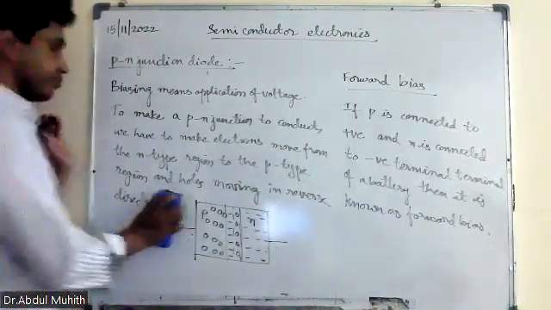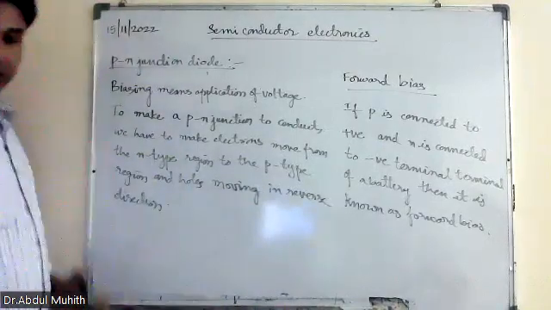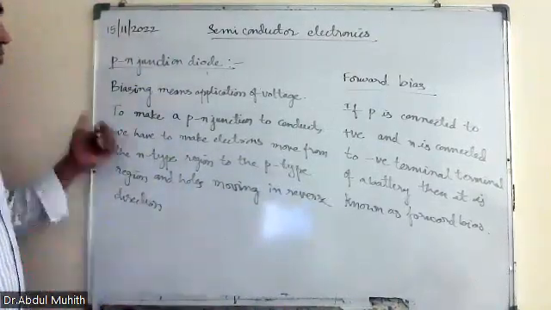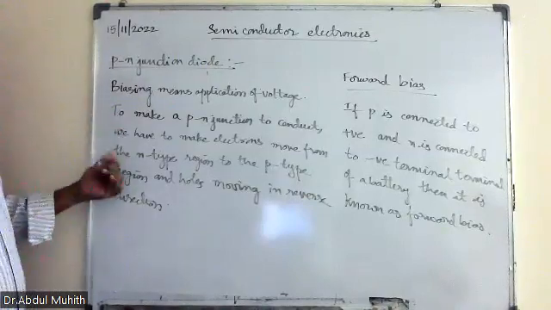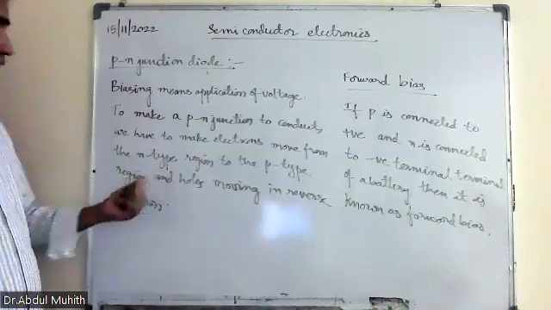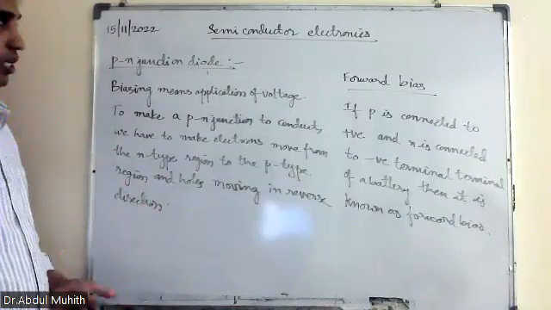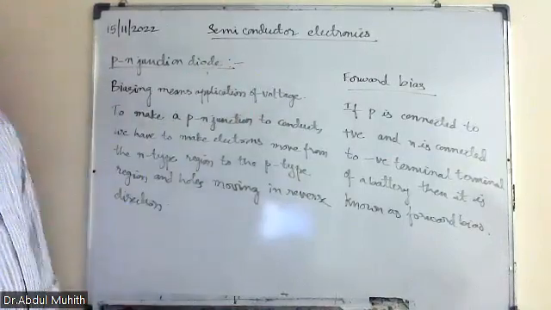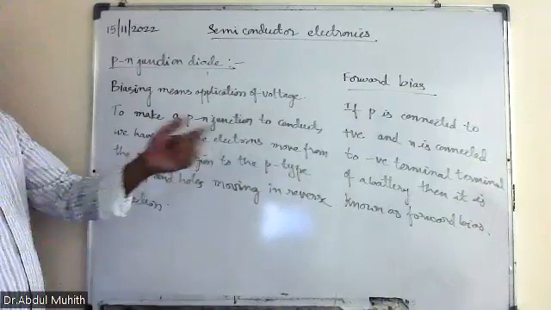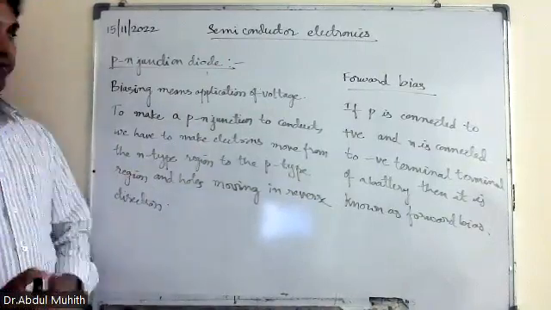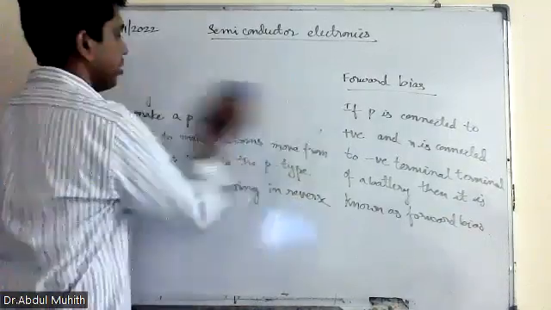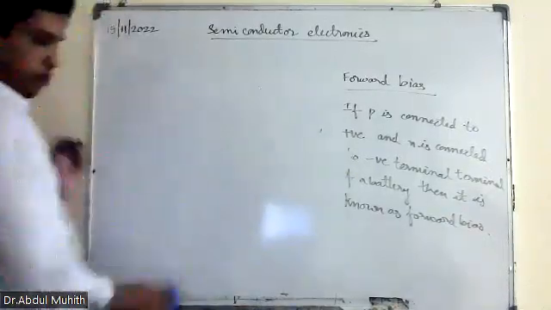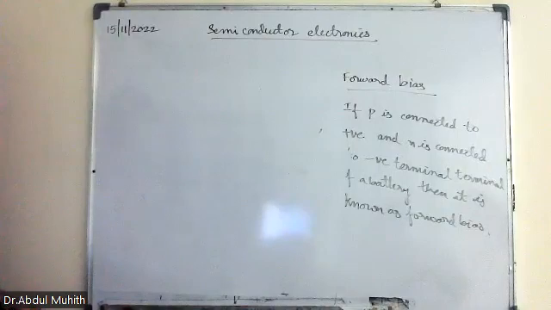Now coming to biasing, what is biasing? Biasing means application of voltage. To make a PN junction conduct, we have to make electrons move from the N-type region to the P-type region, and holes moving in reverse direction. Next is forward bias. What is forward bias? If P is connected to the positive and N is connected to the negative terminal of the battery, then it is known as forward bias. Then I will draw the figure and the diagram for forward bias.